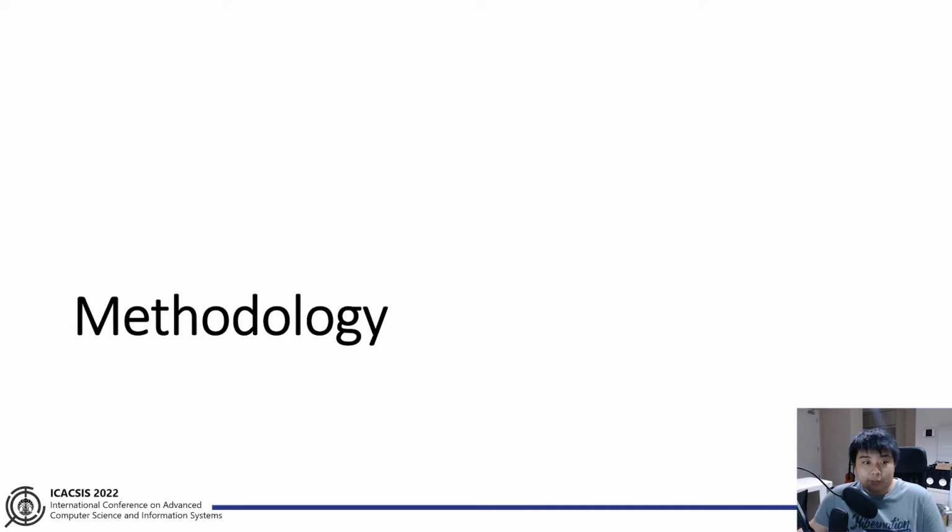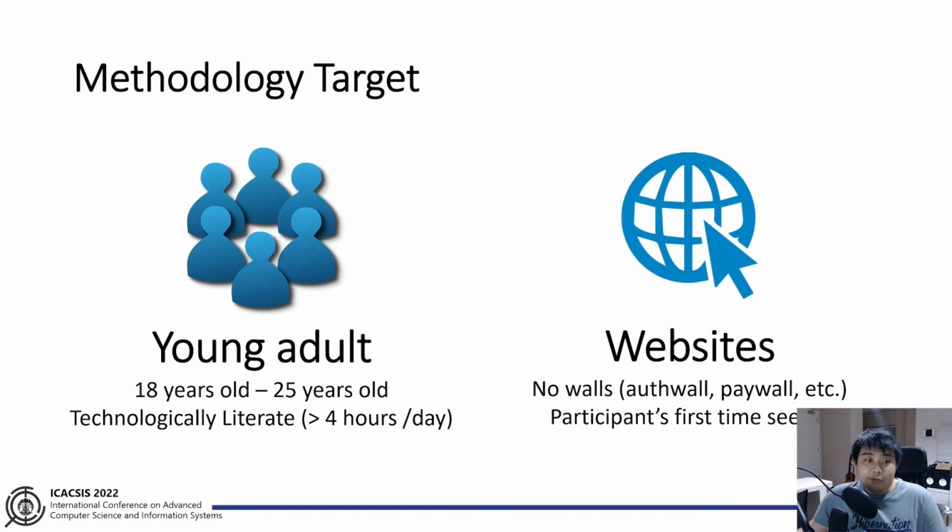Now let's move to the methodology proposed in this paper. This research will involve 10 young adult participants with ages ranging between 18 and 25 years old. The participants are all technology literate, having used digital technology devices for more than 4 hours a day. Additionally, due to the nature of the participants' age range, most of them are students.